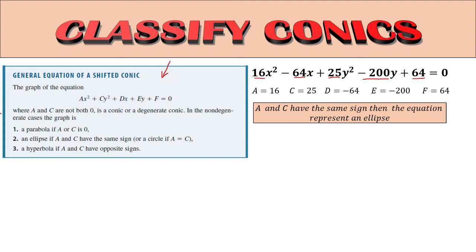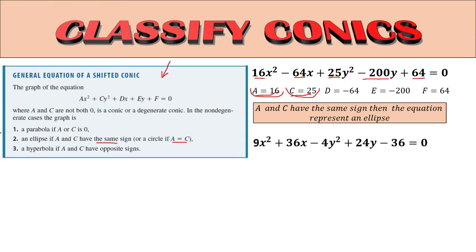In this case, A and C have the same sign. According to the criteria, if A and C have the same sign and A is equal to C, it's a circle. But if A is different from C, like in this case, 16 is different from 25, then the equation represents an ellipse.